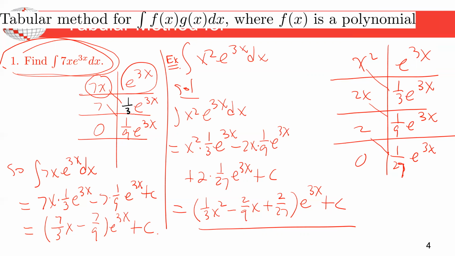Now notice that in this case, we will only get 2 diagonal products. The first one is 7x times 1/3 e to 3x. And the second one is 7 times 1 over 9 times e to 3x. The two terms have signs positive and negative, so in the middle, the sign is a minus sign. We can simplify this by factoring e to 3x, and this will be the final answer.